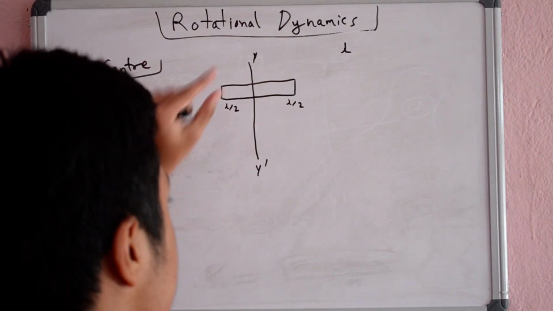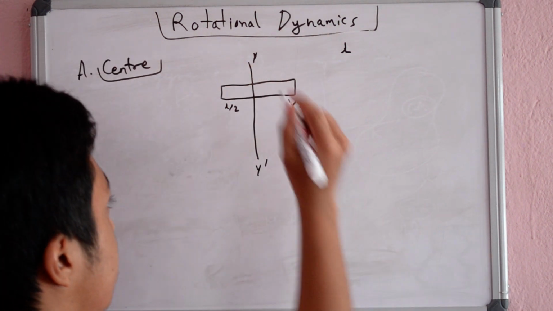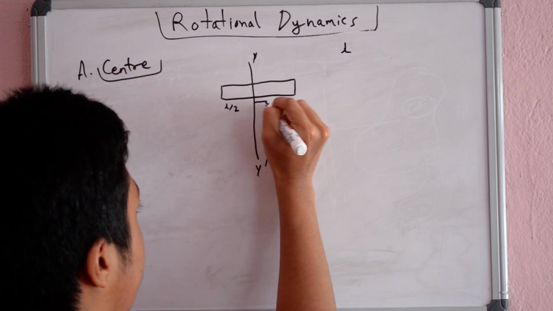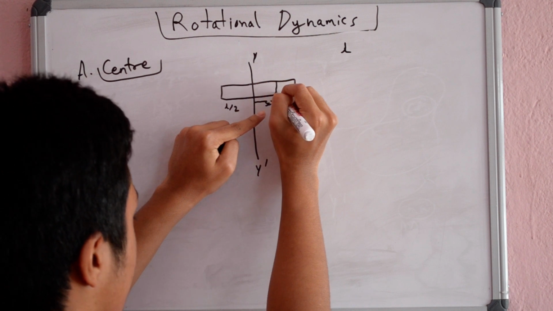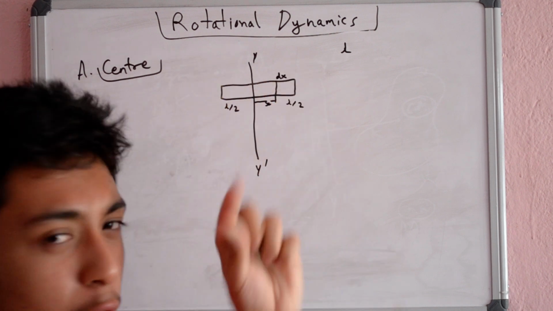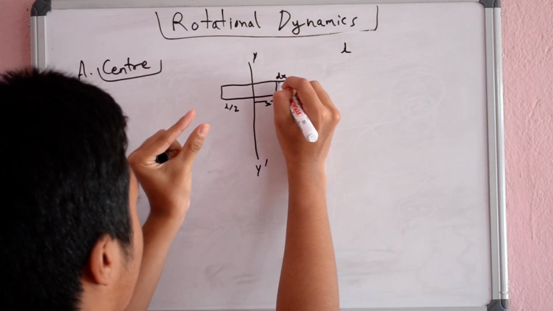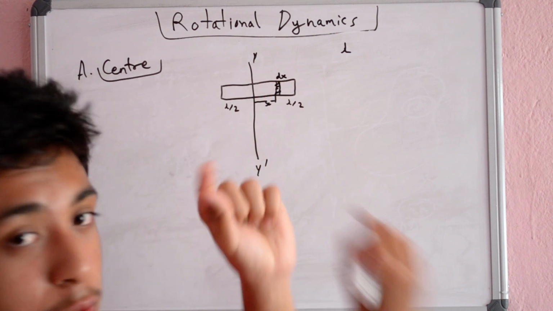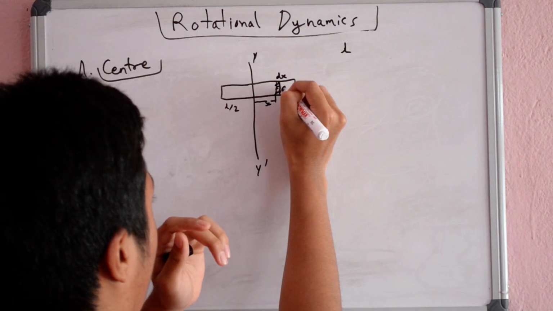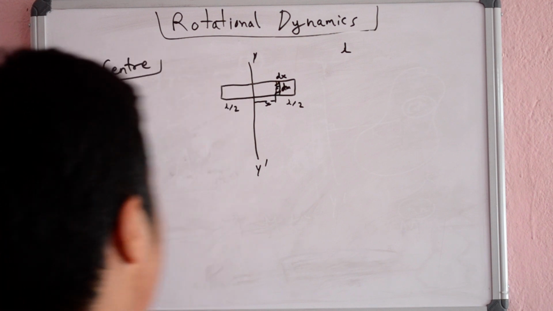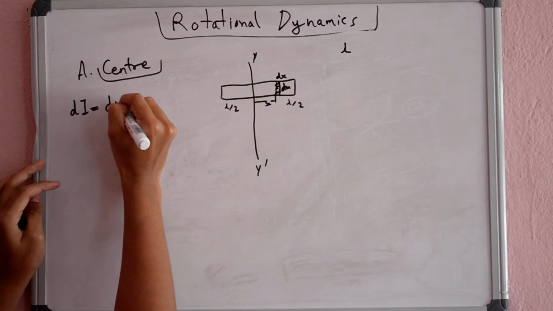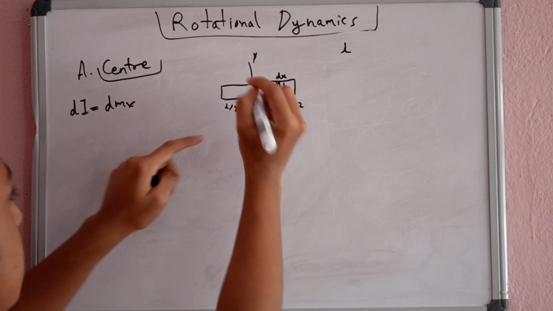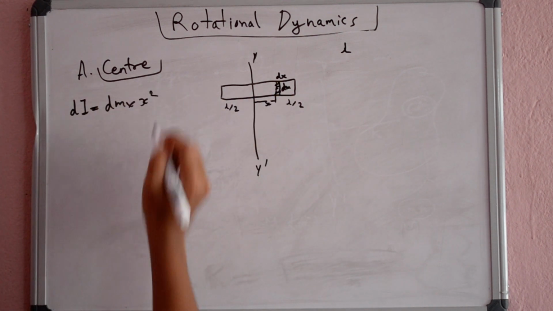Now, let's take a point, let's say here, on which there is a small distance dx, a very small distance dx, which has a small mass dm. So the small moment of inertia for this is mass into the perpendicular radius, which is x square.